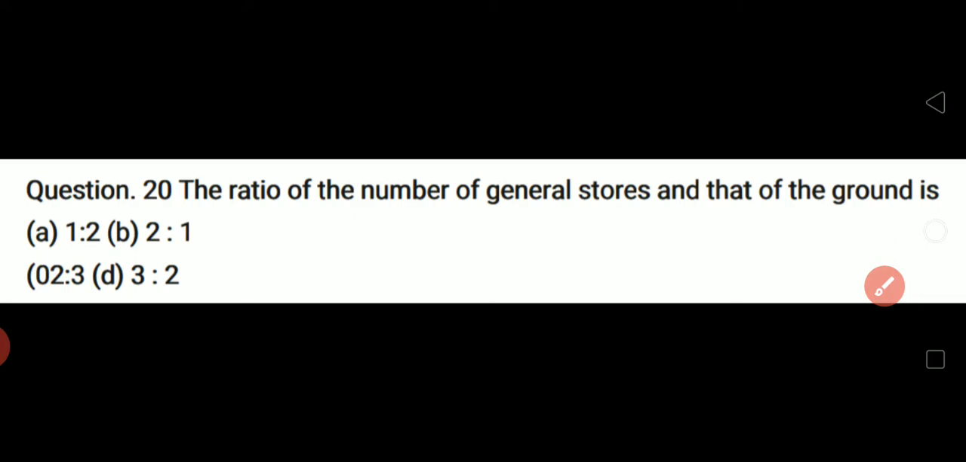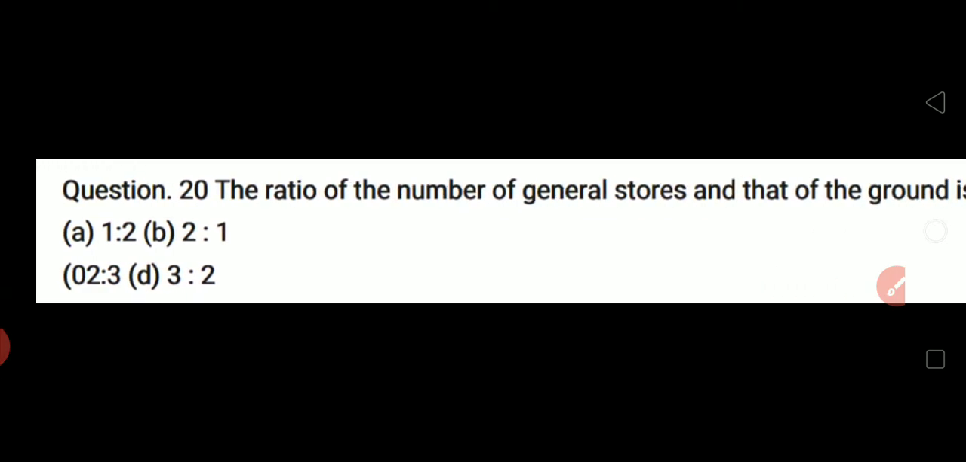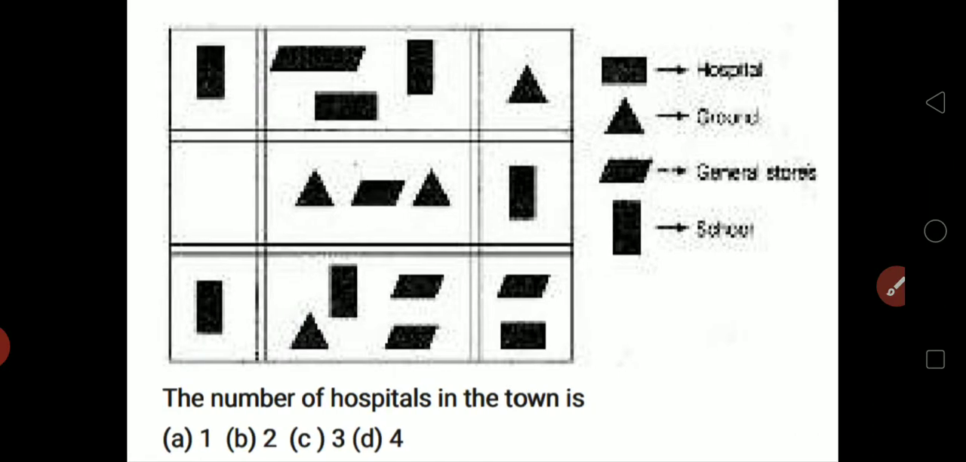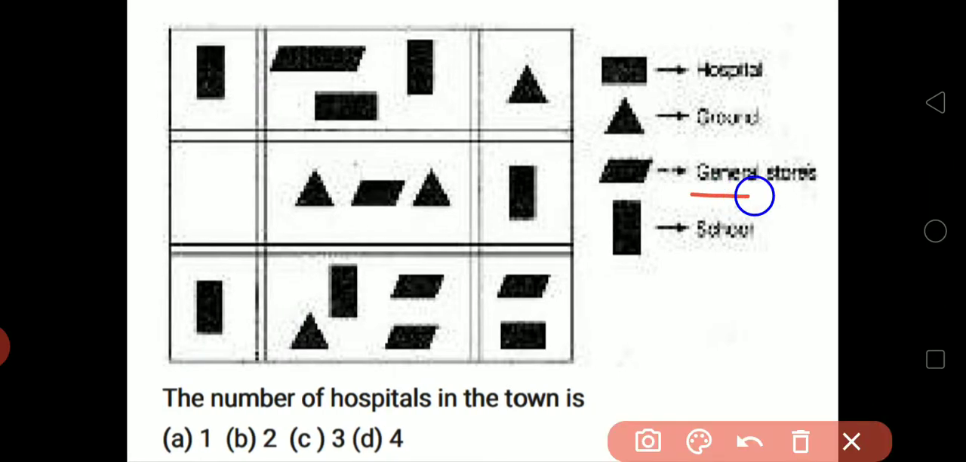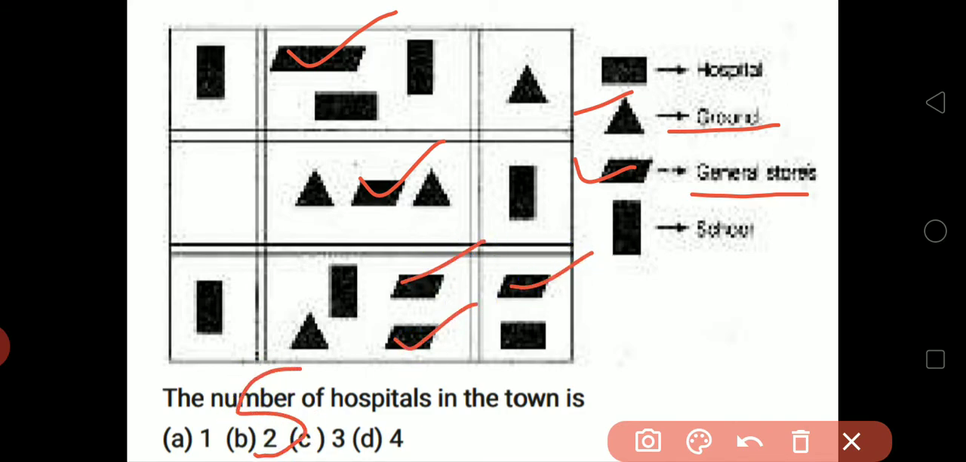The ratio of the number of general stores and that of the ground is, so let us come to the previous figure, general stores and ground. Here you can see the general store and here is the ground, so we have to find out the ratio of this: parallelogram to triangle. The parallelograms are 1, 2, 3, 4, 5, right? And triangles are 1, 2, 3, 4. So it is 5:4, right?